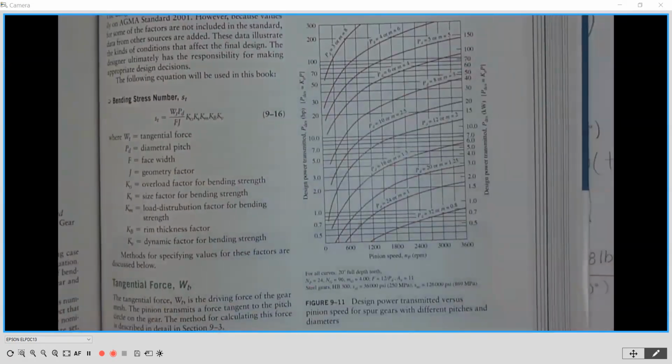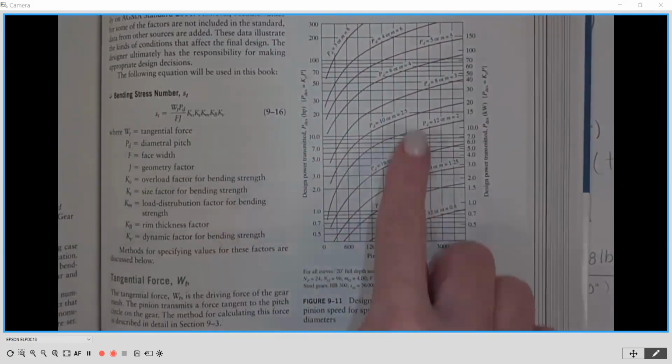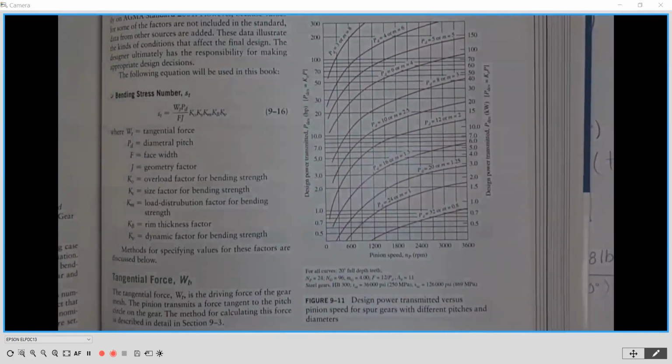Oh, here it is. On page 377, I'm looking for this chart right here. Okay, so figure 9.11 on page 377. This chart helps us pick all of these lines here, our diametral pitches. On the left column is our design horsepower. It's the horsepower times that K_o factor. So our design horsepower is not 25, it's going to be 37.5.